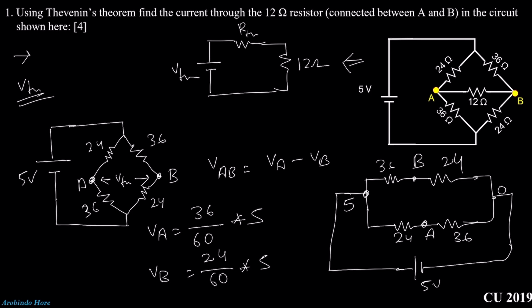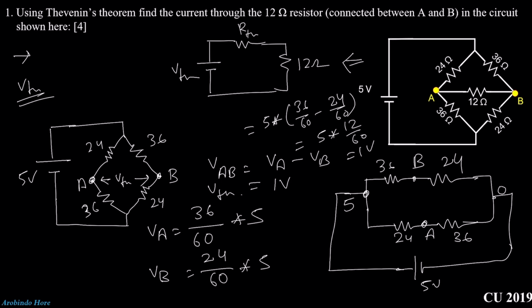Okay. So VAB equal to, just take this one common, then we can write down 5 multiplied by 36 by 60 minus 24 by 60. It will be how much? It will be 5 multiplied by 12 by 60. That will be 1 volt. Okay. So VAB equal to 1 volt. That means VAB equal to VTH equal to 1 volt.